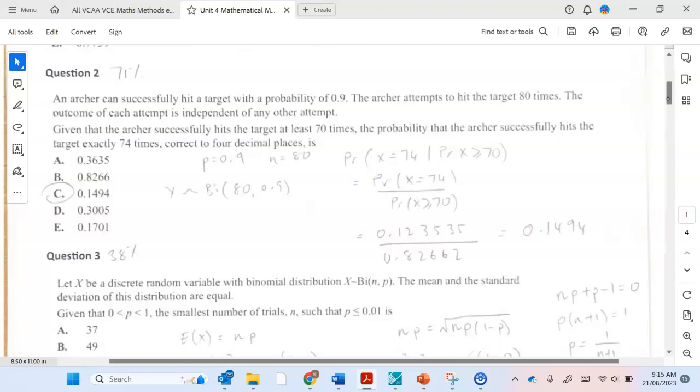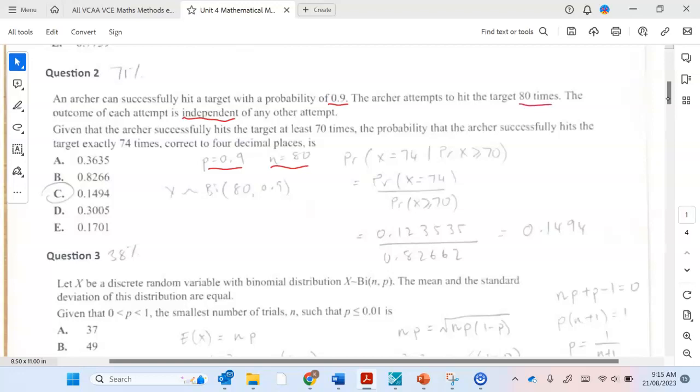An archer can successfully hit a target with a probability of 0.9. Sorry, you can see that I've written 0.9. The archer attempts to hit the target 80 times, so we've got n trials. The outcome of each attempt is independent of any other attempt, so that's another clue that it's a binomial. It doesn't say anywhere in the question that it's binomial, but we're looking for the word independent and the fact that we've got success and failure. You can either hit the target or you can't. Should probably underline 80 times too.